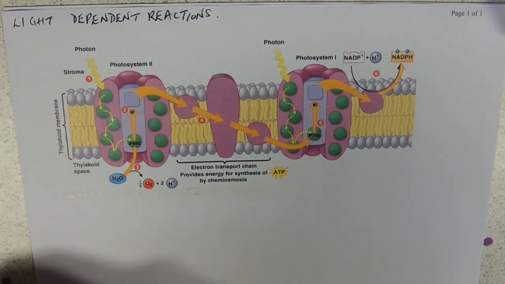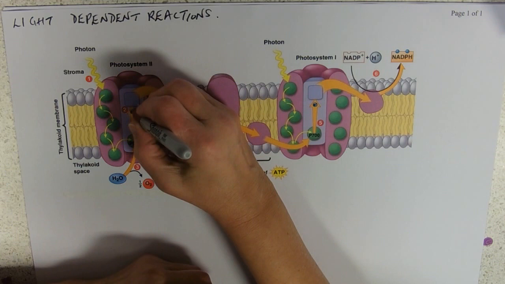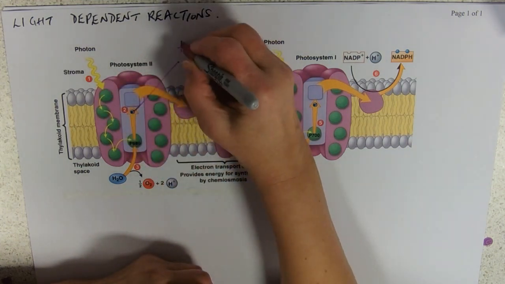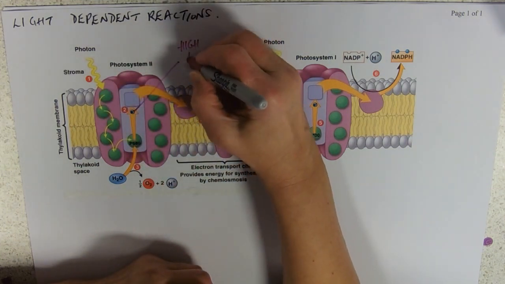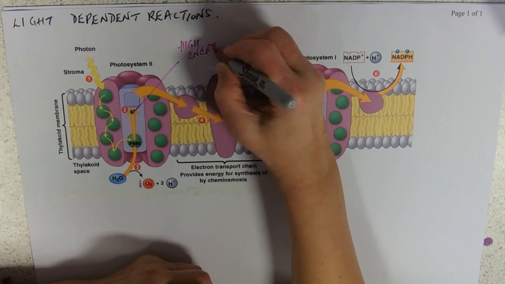So let's just label that high energy electron. Should pick a nice colour. High energy. Pink. So this represents a high energy electron, and it's just got all of that light energy from those, can't spell energy either.